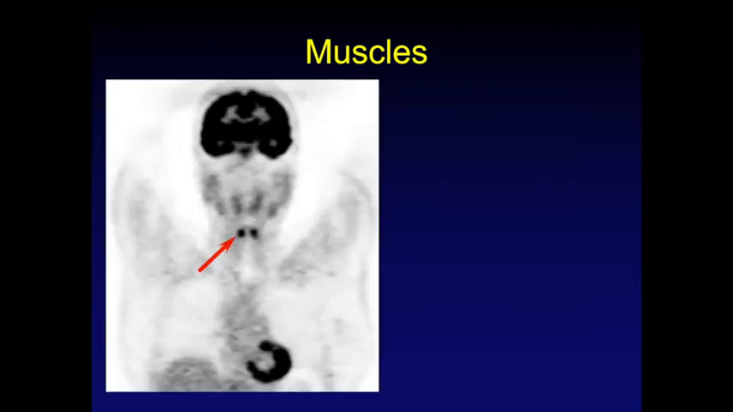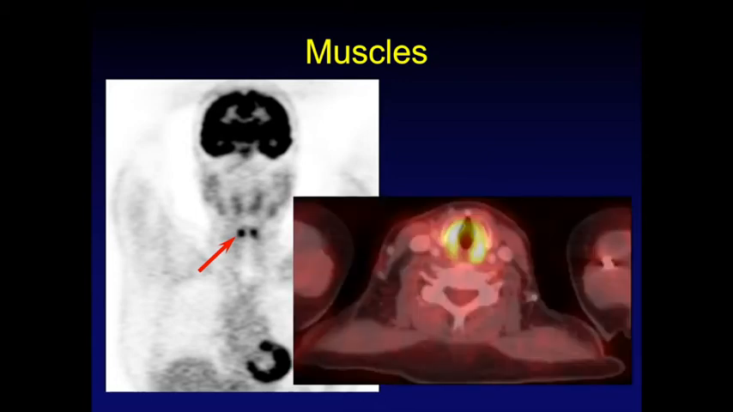Here's a very familiar one. Everyone, I think, is used to seeing these two dots in the middle of the neck. That, of course, corresponds to the vocalis muscles, the true vocal cords. And they frequently have uptake because you can't ask a patient not to talk for an hour during the uptake phase.